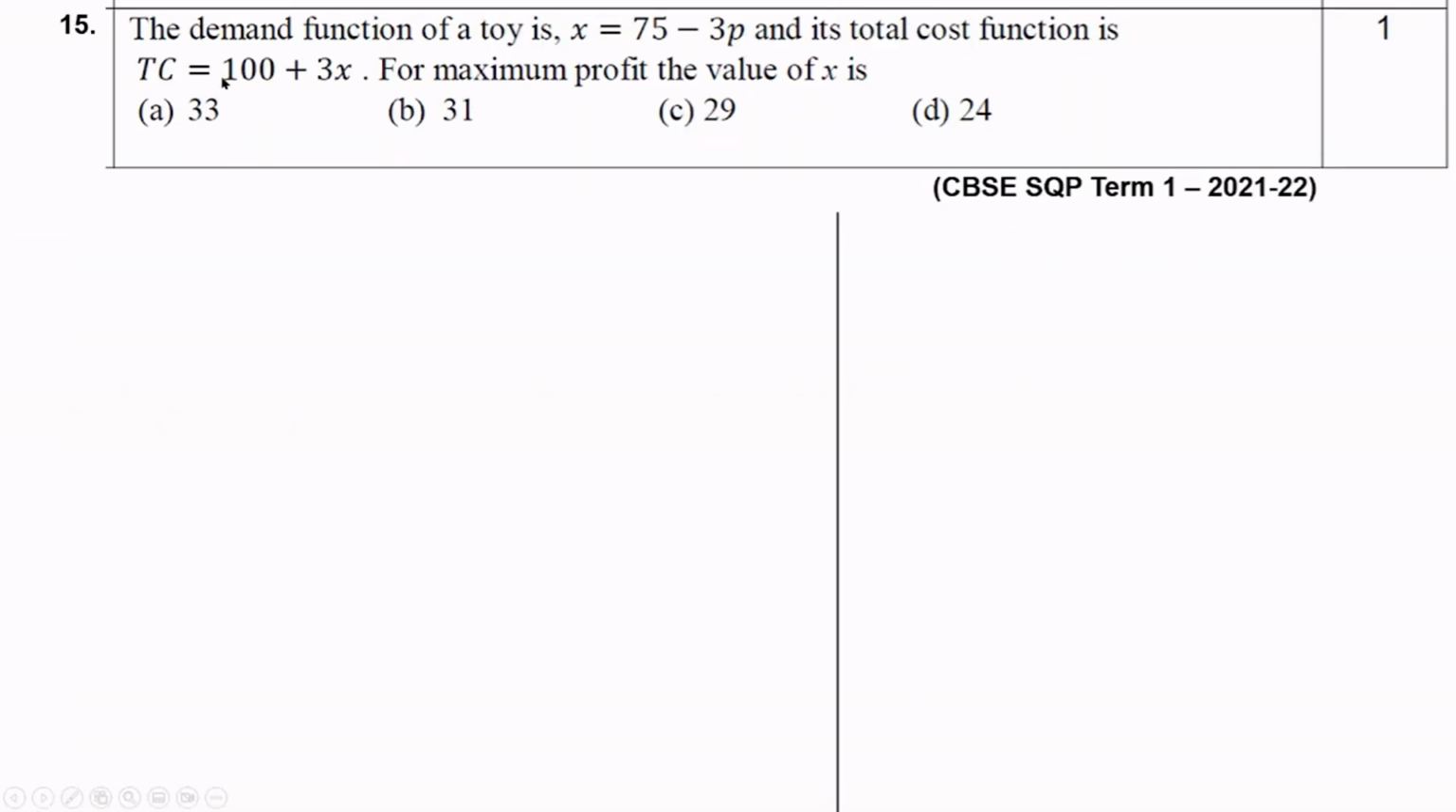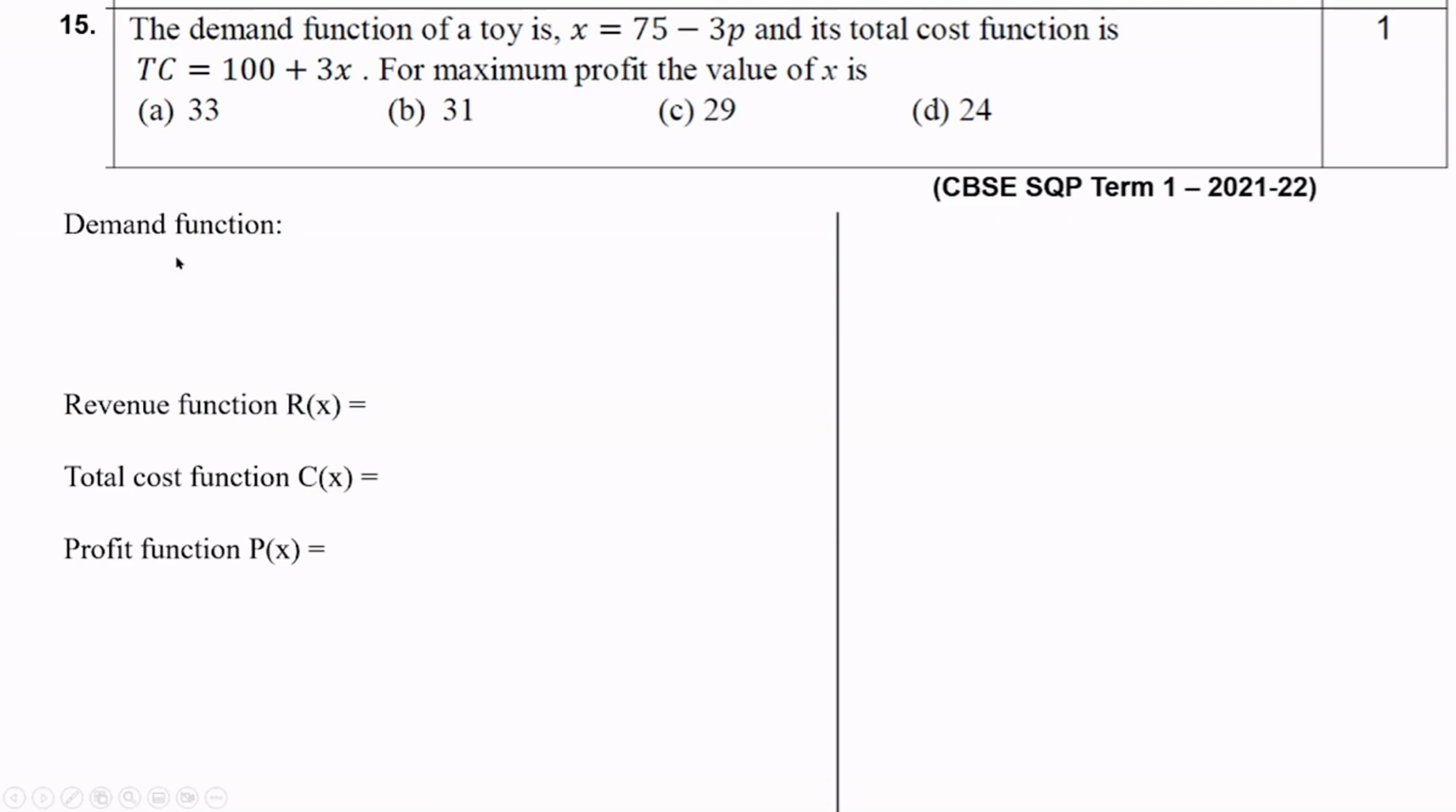Moving on, the next question: the demand function of a toy is x is equal to 75 minus 3p and its total cost function is 100 plus 3x. For maximum profit, the value of x is. Now we have to find the value of x for which the profit is maximum. Here again the demand function is given and the total cost function is given. From this we can find the profit function after finding the revenue function.